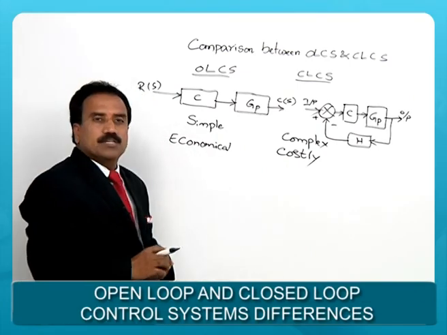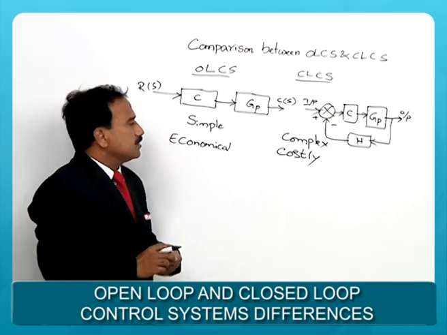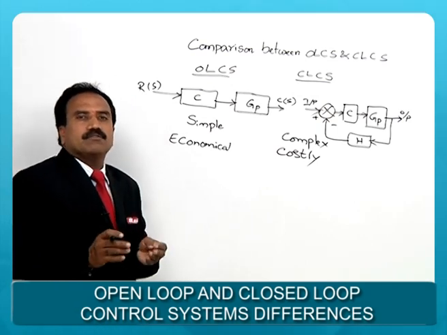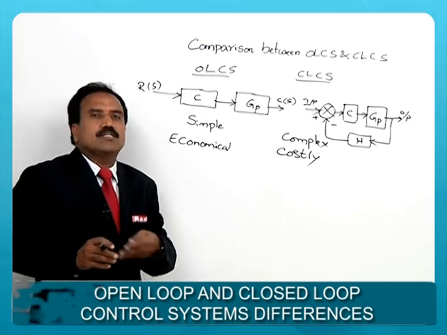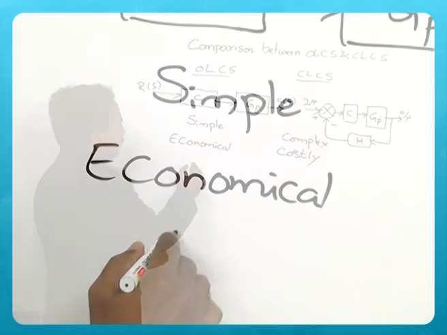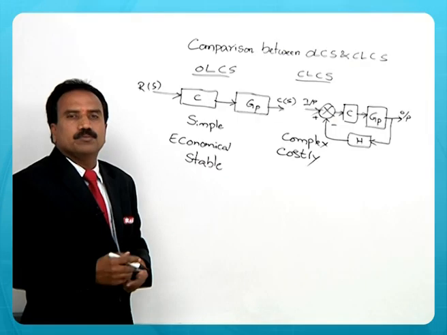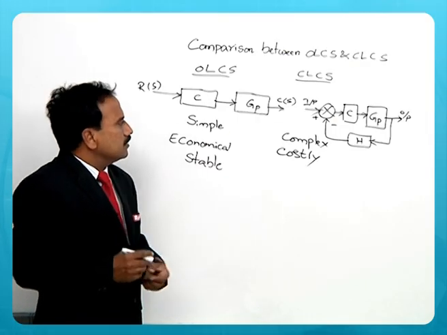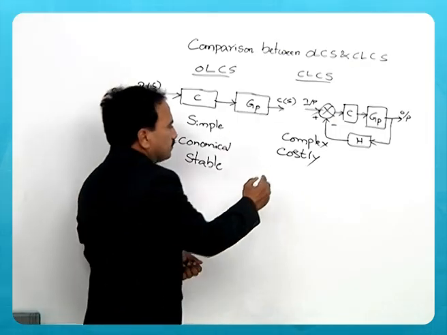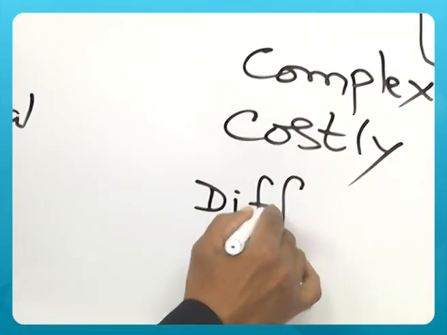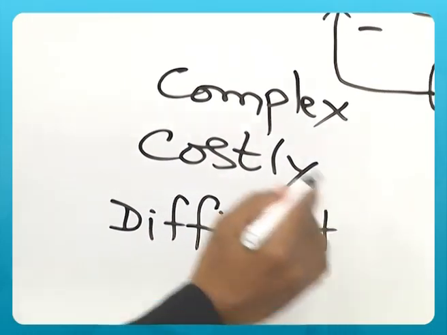When it comes to the stability of an open loop control system, as less number of components are involved, the stability is not a problem. So open loop control systems are generally stable, whereas in the case of closed loop control system, it is very difficult to achieve stability.